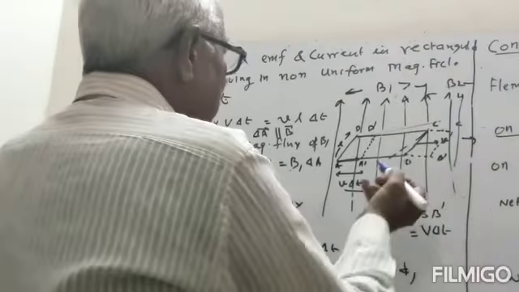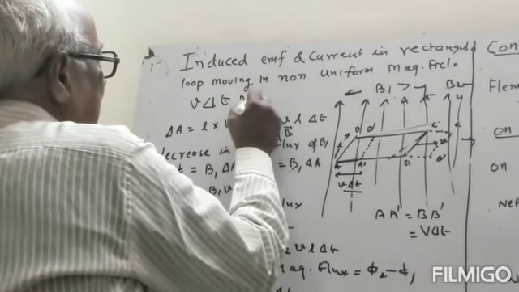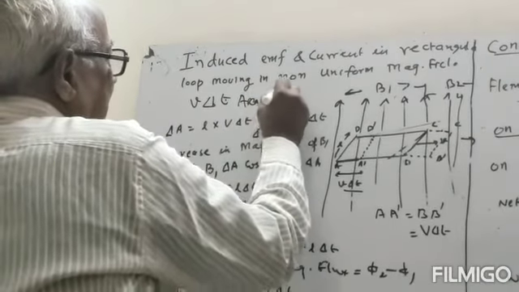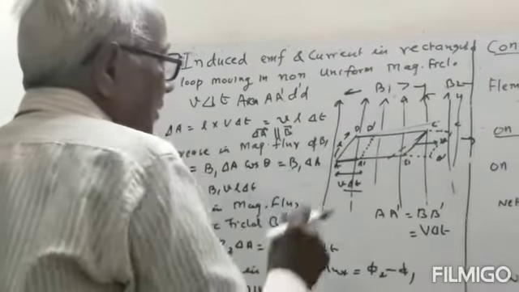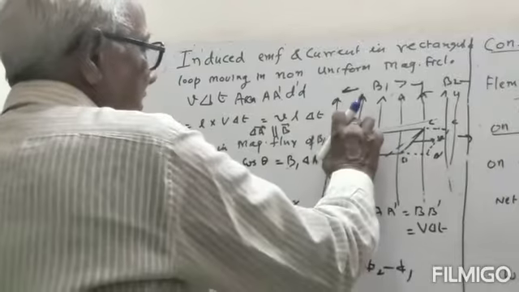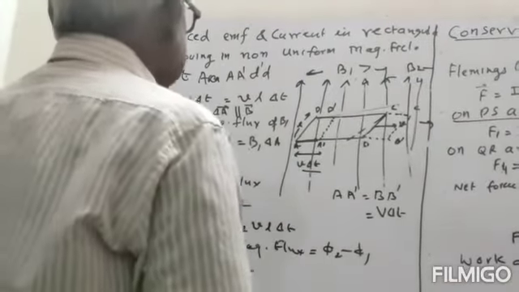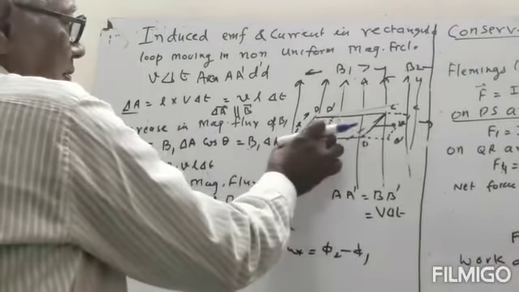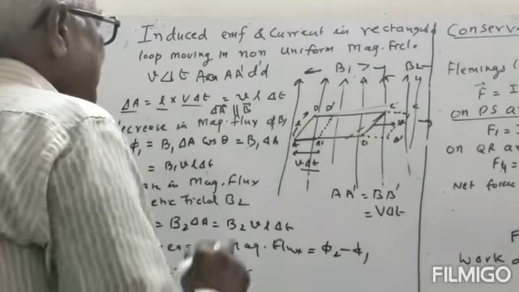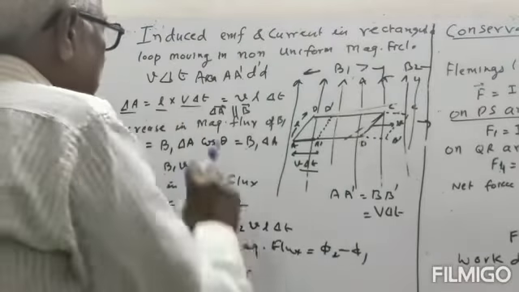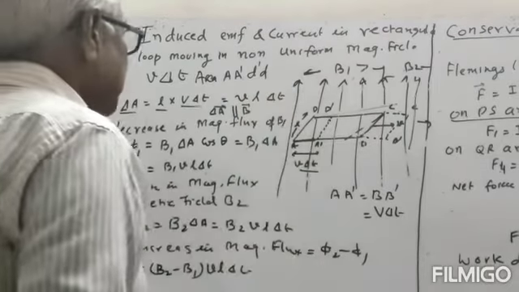So what will be the area? The change in area, delta A, will be equal to length times breadth. The length is L and the breadth is v delta t. So the change in area will be equal to v into L into delta t.